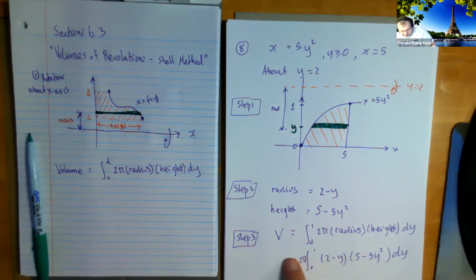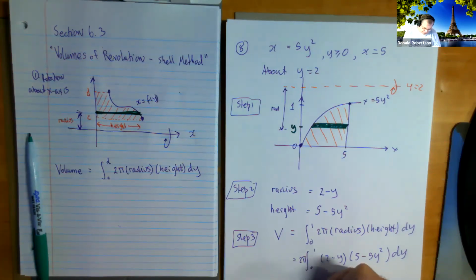Once you can set this up, the hard part is over. After this, it's just a matter of integrating whatever you get. Pretty good chance it's going to be a polynomial. And can you see I'm going to have to FOIL this out and do the power rule? Are we good?